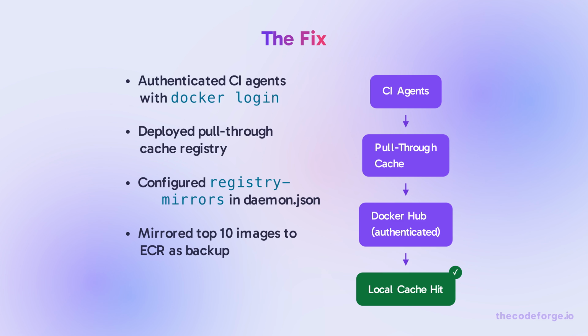First, authenticate all CI agents with docker login using a shared service account, doubling the limit to 200. Second, deploy a pull-through cache registry. Third, configure registry mirrors in daemon.json. Fourth, mirror the most common base images to AWS ECR as a backup.